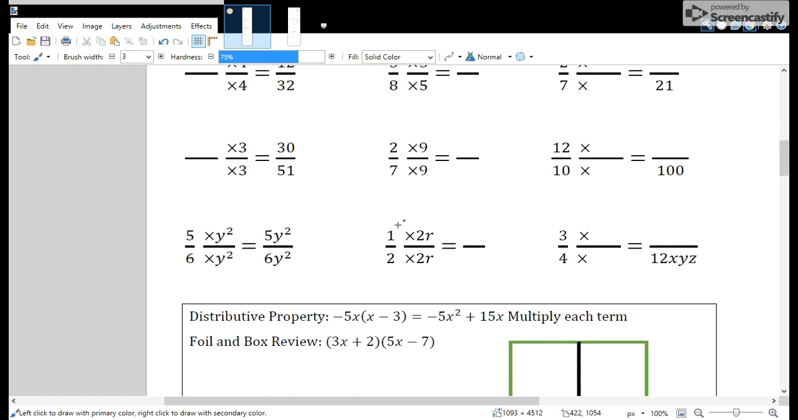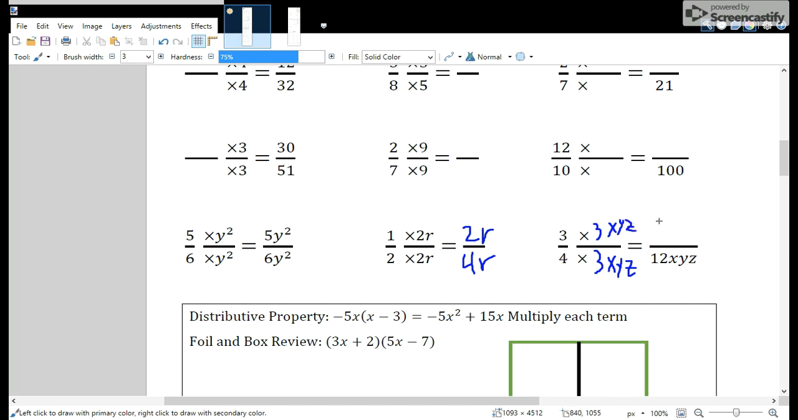Let's look at some of them at the bottom. 1 times 2r is 2r. 2 times 2r is 4r. And the last one, 4 times something equals 12xyz. Well, there's no xyz here, so let's go ahead and write those in. 4 times 3 equals 12. So we're going to put 3xyz right here.